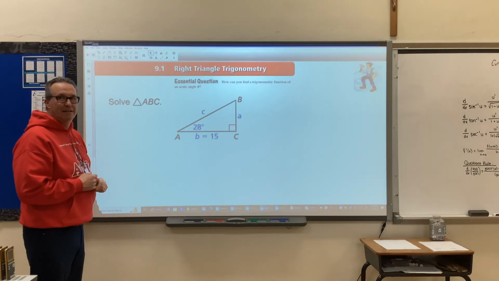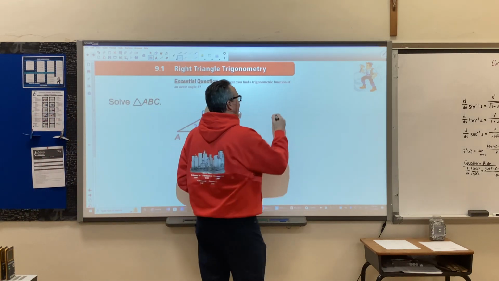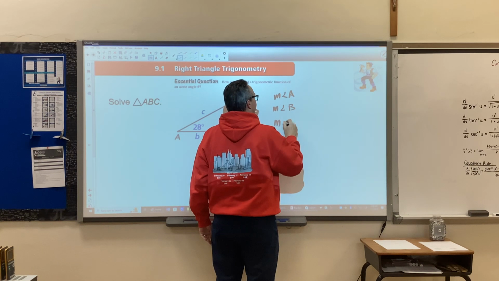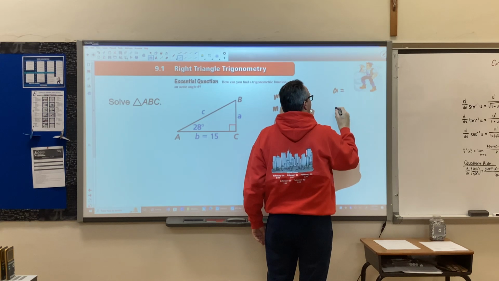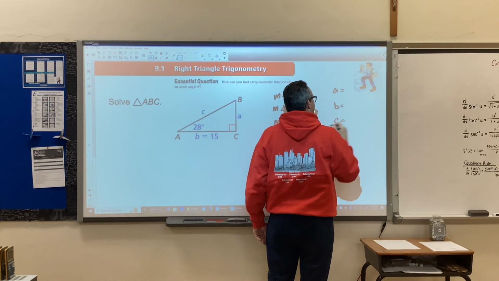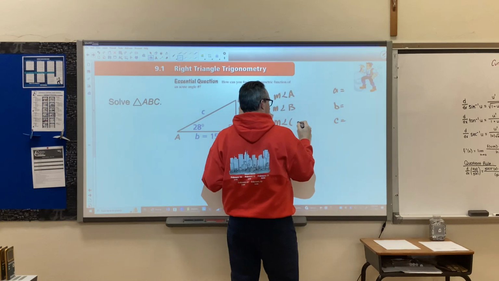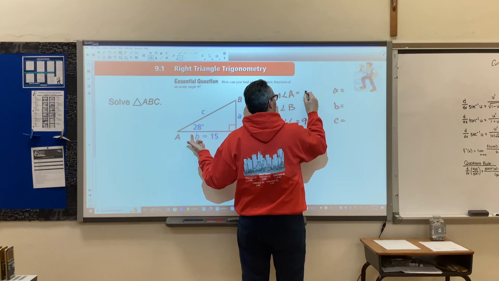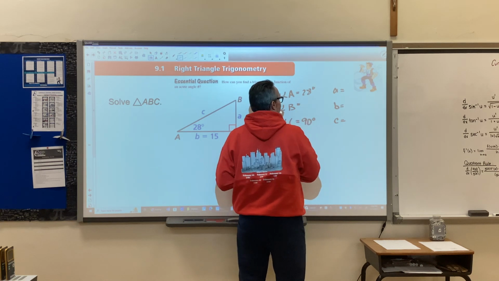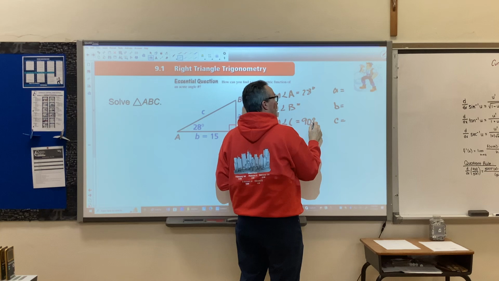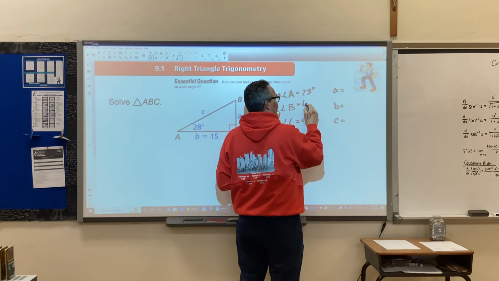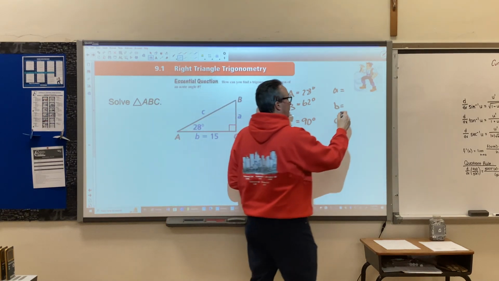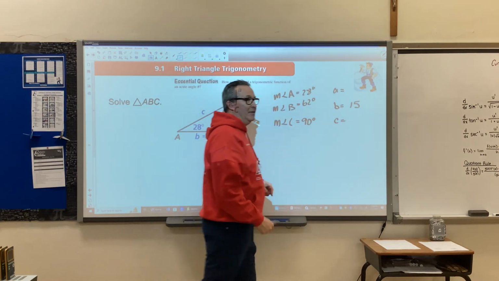You know what that means? That means we have to find the measure of angle A, the measure of angle B, the measure of angle C, and the length of side A, length of side B, length of side C. Actually, you know C is 90 degrees. Since A is 28 degrees, we know B is 62 degrees. The length of side B is 15. How do you find the other two sides?